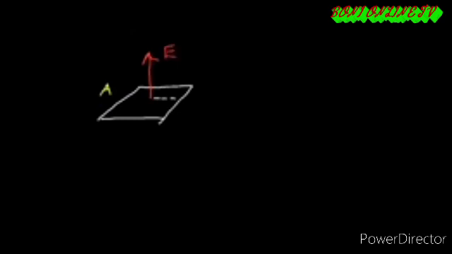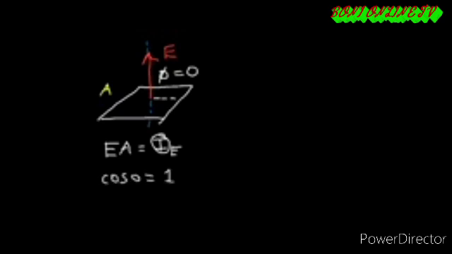The electric field is perpendicular to the surface. The product of the electric field times the area is equal to the electric flux. Phi is the angle between the normal line and the electric field. Because the normal line and electric field are parallel to each other, the angle phi is equal to 0, and cosine 0 is 1.